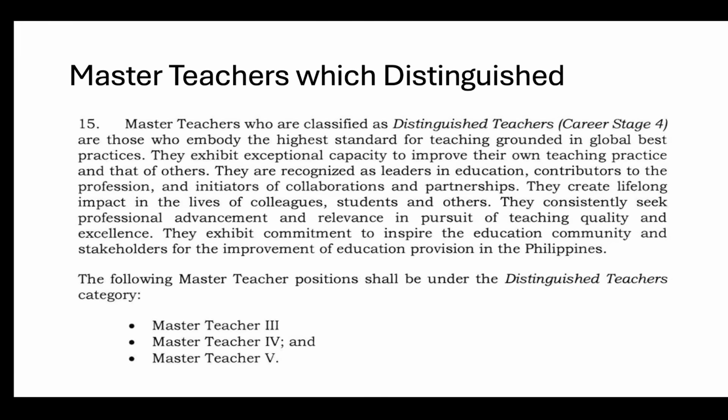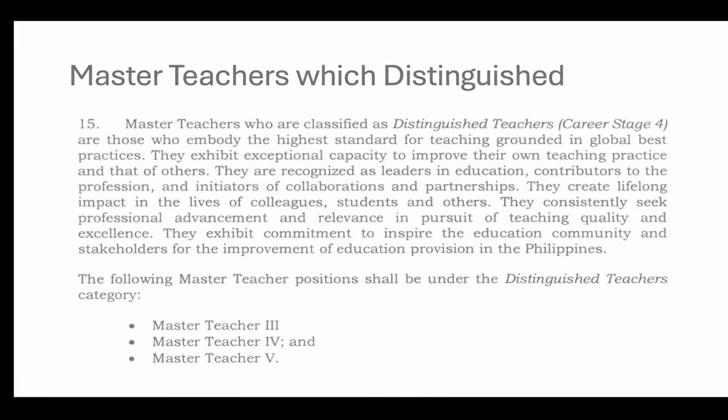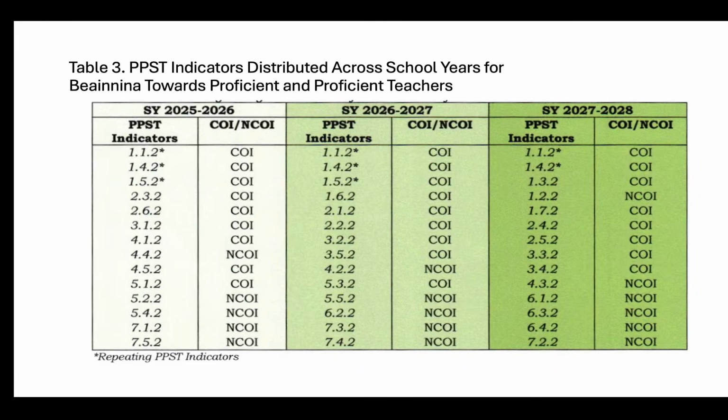For distinguished, the keywords we see here are that they embody the highest standard for teaching, grounded in global best practices. They exhibit exceptional capacity to improve their own teaching practice. So as you can see, it's really something highly distinguished. It's above the standard, and it's the highest standard. They exhibit commitment to inspire the education community and stakeholders. So the distinguished type starts with Master Teacher 3 to 5. They even have a higher salary grade than supervisors, because Master Teacher 5 is salary grade 23.